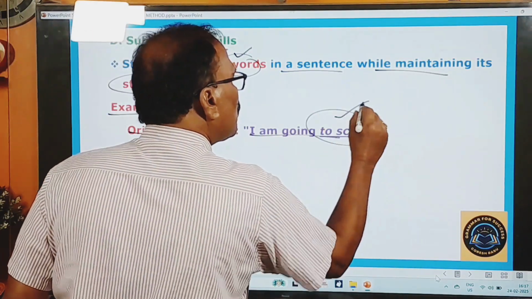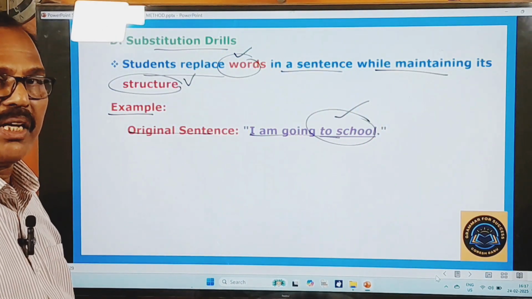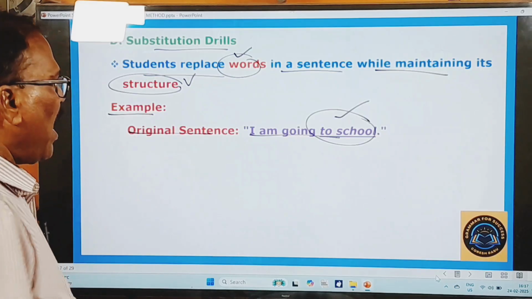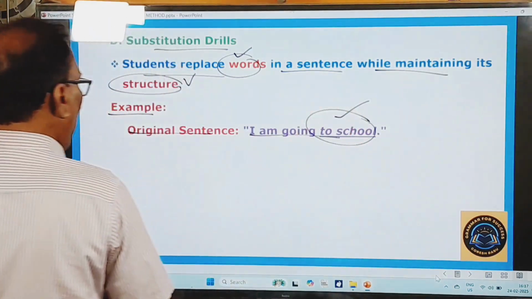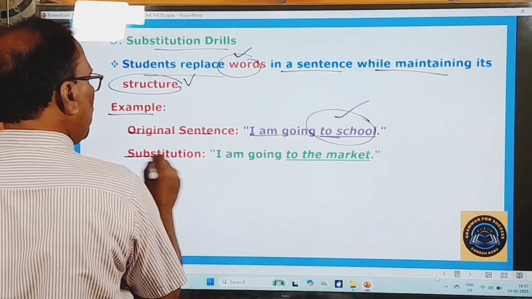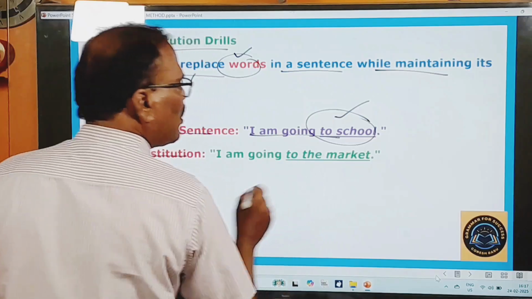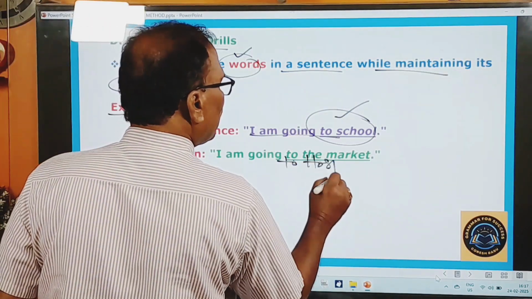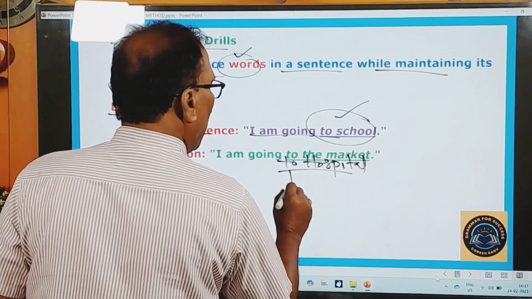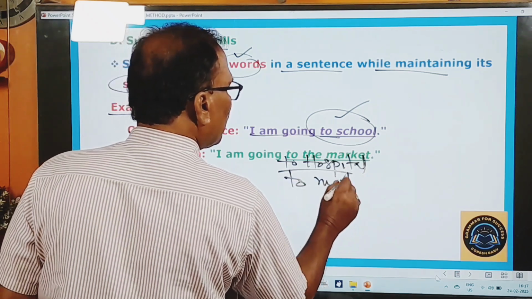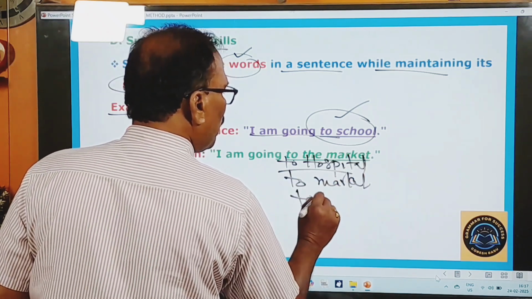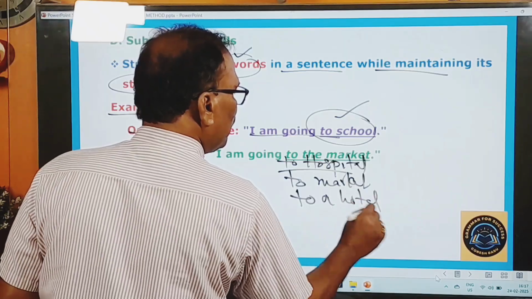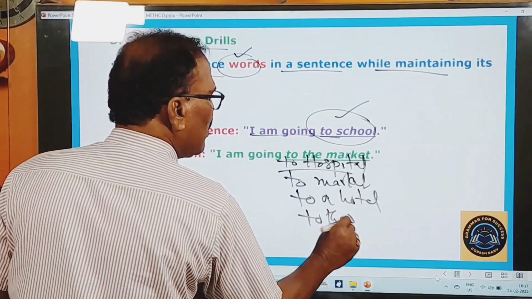So "school," in "to school," is the word to be replaced by other words. I am going to school. And each student substitutes: I am going to the market. I am going to hospital. I am going to market. I am going to a hotel. I am going to the railway station.